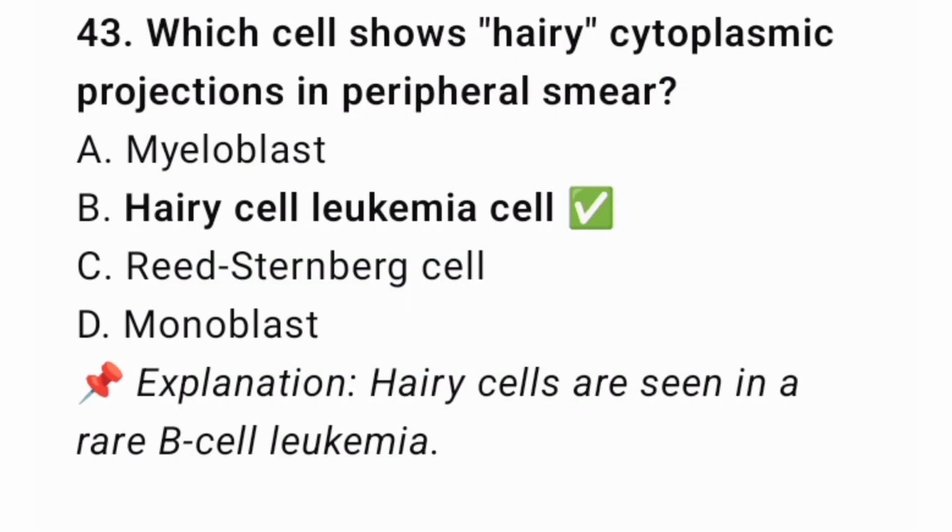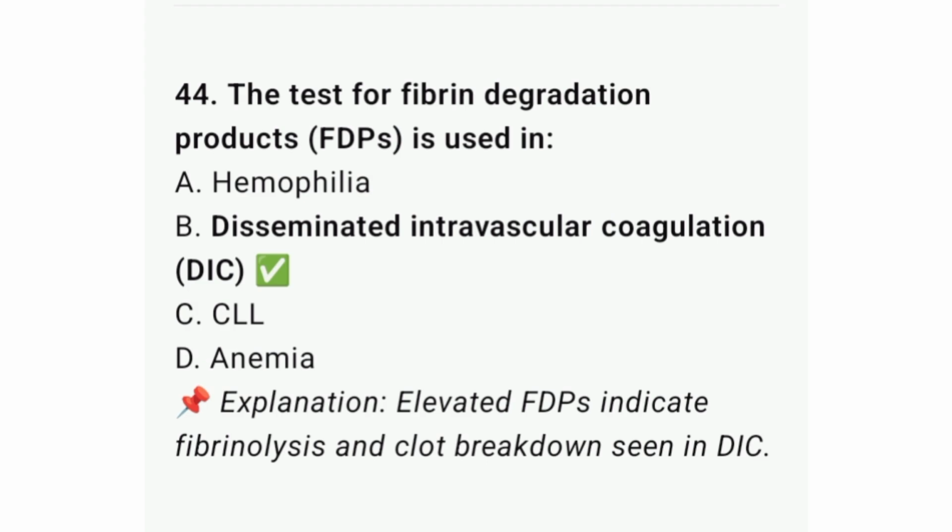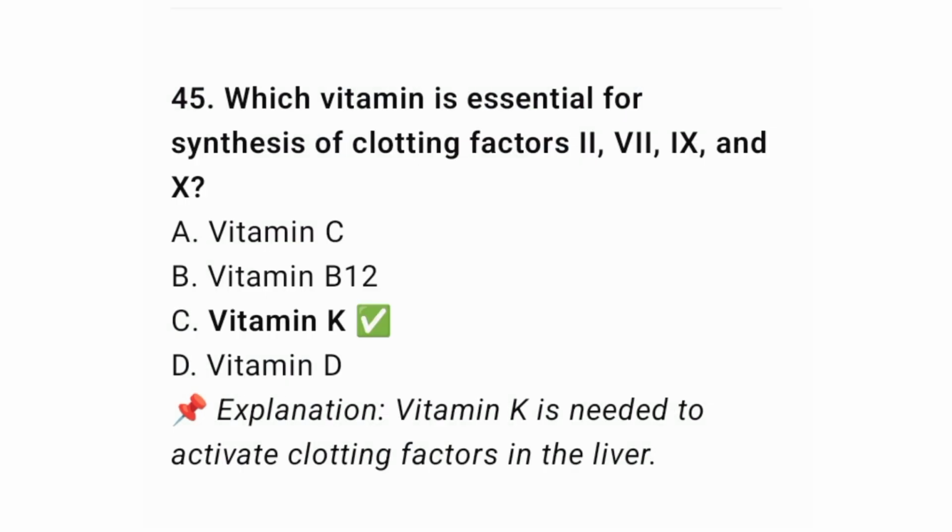Which cell shows hairy cytoplasmic projections in peripheral smear? That is hairy cell leukemia. Okay. The test for fibrin degradation product is used in disseminated intravascular coagulation. Okay. Which vitamin is essential for synthesis of clotting factors 2, 7, 9 and 10? That is vitamin K.